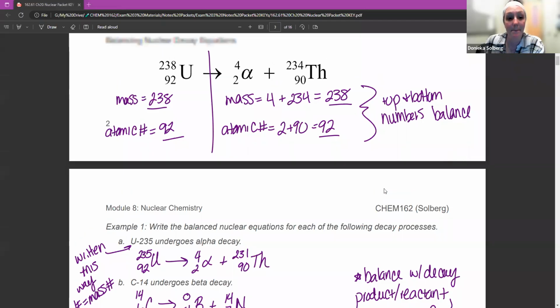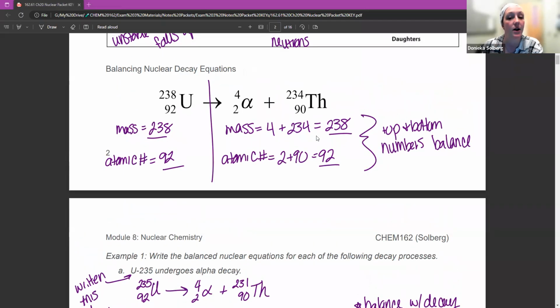Now we are going to talk about balancing nuclear equations. All right, these are actually pretty simple to balance. We're not looking for the elements to be balanced like in a chemical reaction. We are looking at the masses to be balanced, right? Law of conservation of mass, can't lose mass. And the number of protons, or the charge, essentially has to balance on both sides.